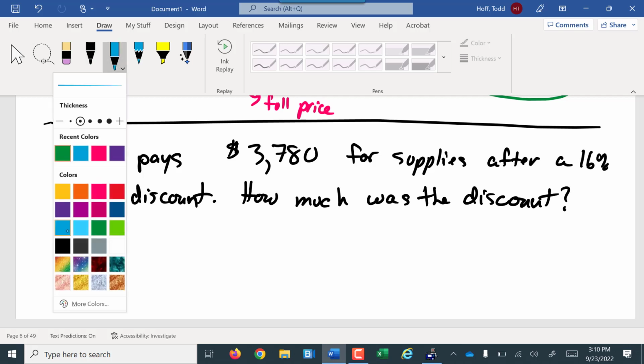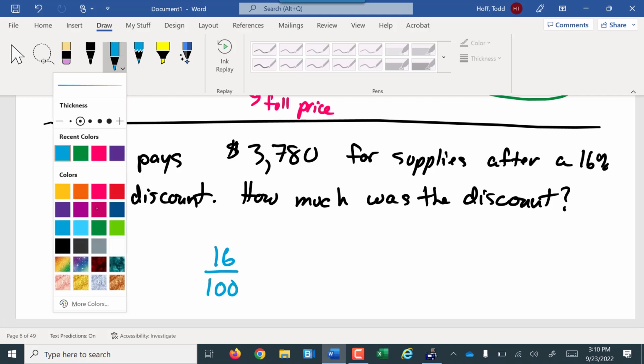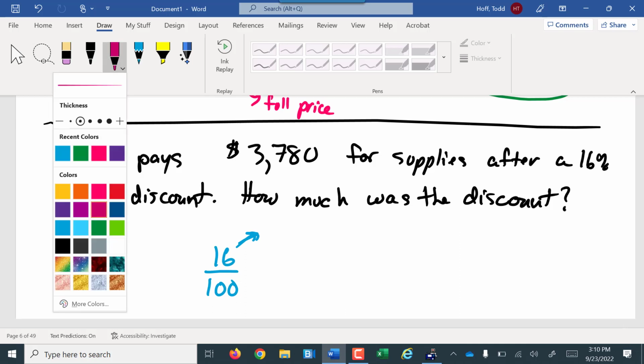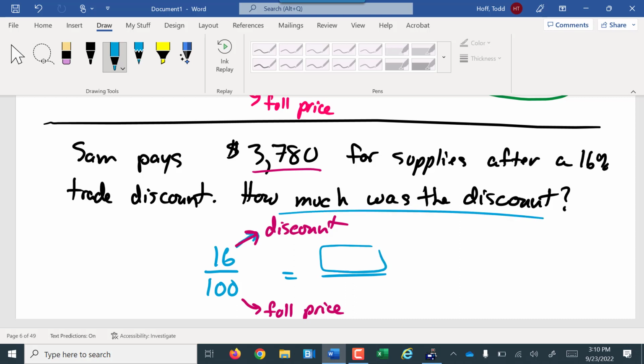So the 16% is the discount, 16 out of 100. Of course, the 16 represents the discount, and the 100 represents full price. Well, we have the 3,780. Is that the discount? No, the discount's what we're looking for here. Is the 3,780 the full price? No, it's what Sam paid. It's after the discount. You got it.